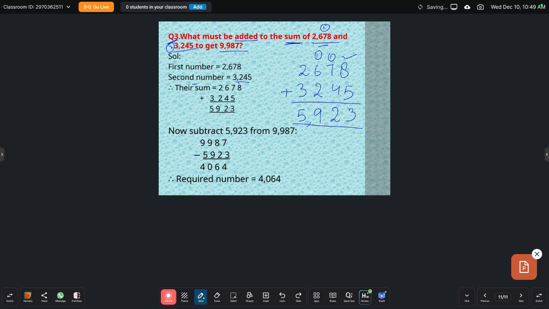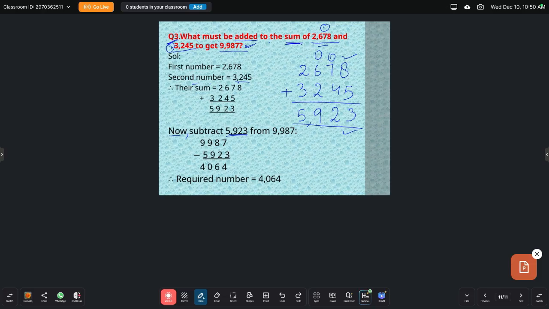Now what we have to do? We have to say what should be added to the sum. इनके sum जो इनका हमने sum निकाला, इसको क्या हमें add करना है so that we will get this number 9987. So for this we need to subtract this sum from the third number. Now subtract this. This is the sum.